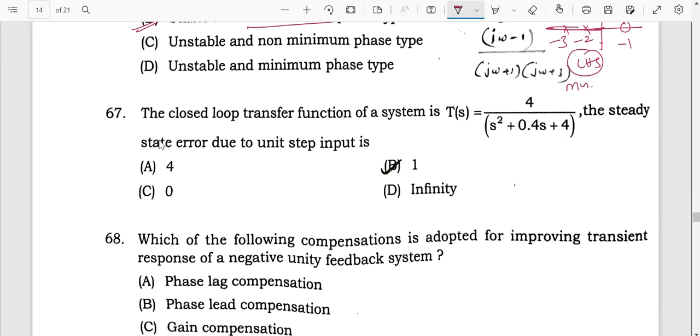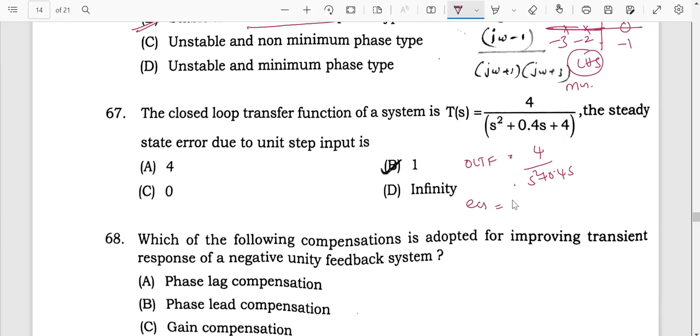Okay, the closed loop transfer function of a system is T(s) = 4 / (s² + 0.4s + 4). Then the steady state error due to the step input is? So first, it's a closed loop transfer function. We need to convert it to open loop transfer function. So OLTF will be equal to 4 divided by s² + 0.4s. Okay, so now we need to calculate the steady state error.